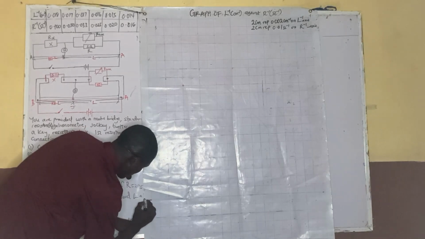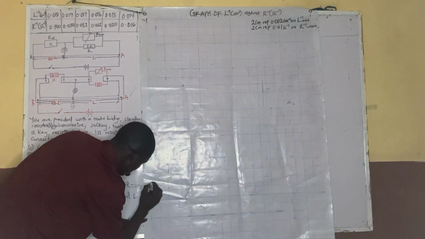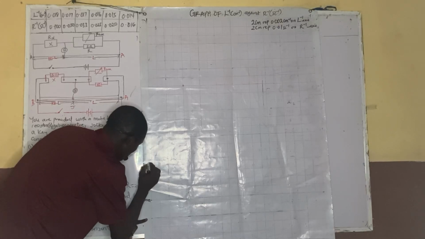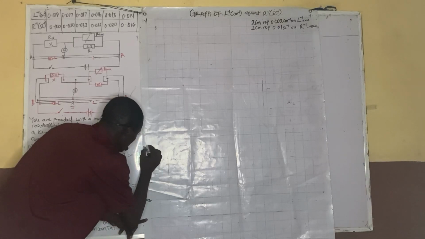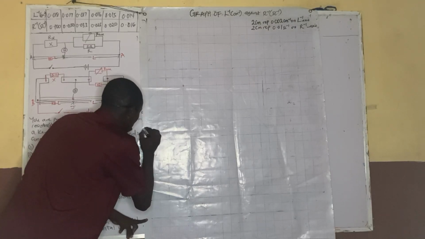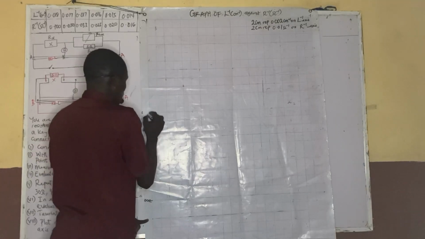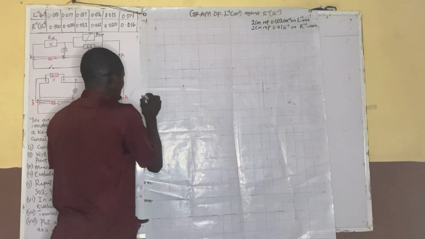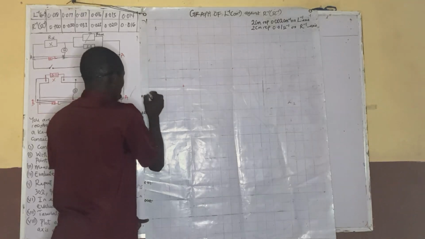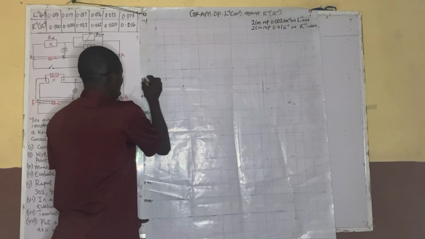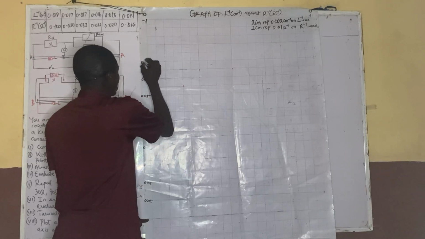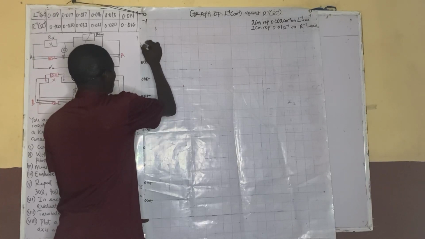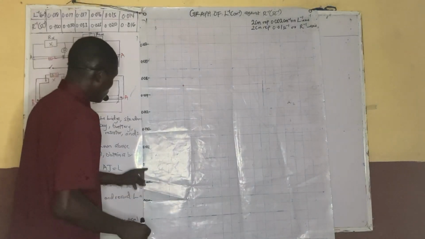Don't forget this is going to be 0.002, 0.004, 0.006, 0.008, 0.010, 0.012, 0.014, 0.016, 0.018, then 0.020. So that's that. You can see.